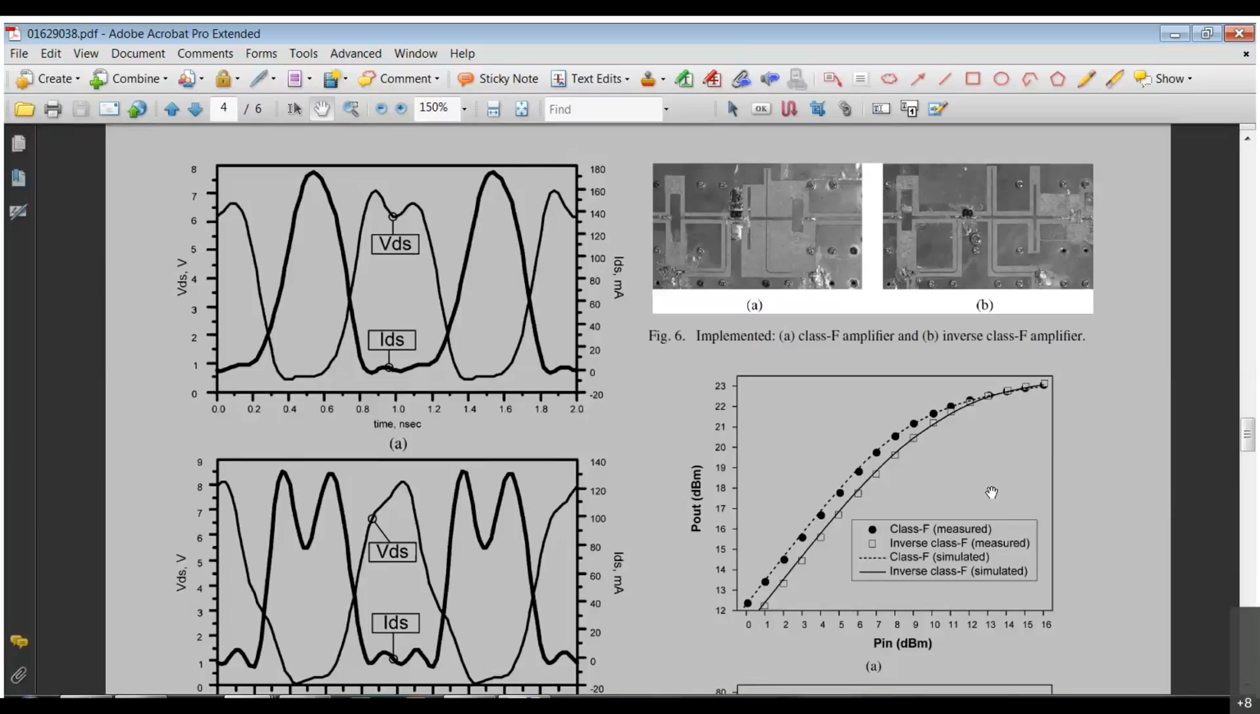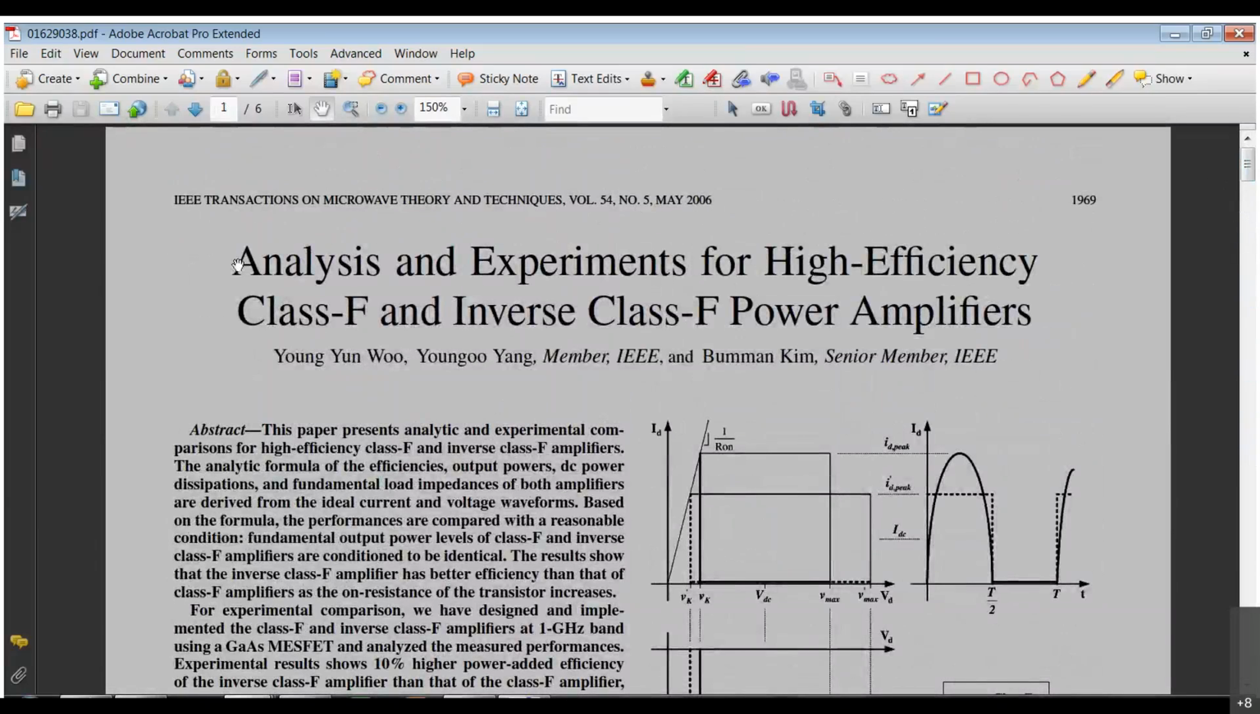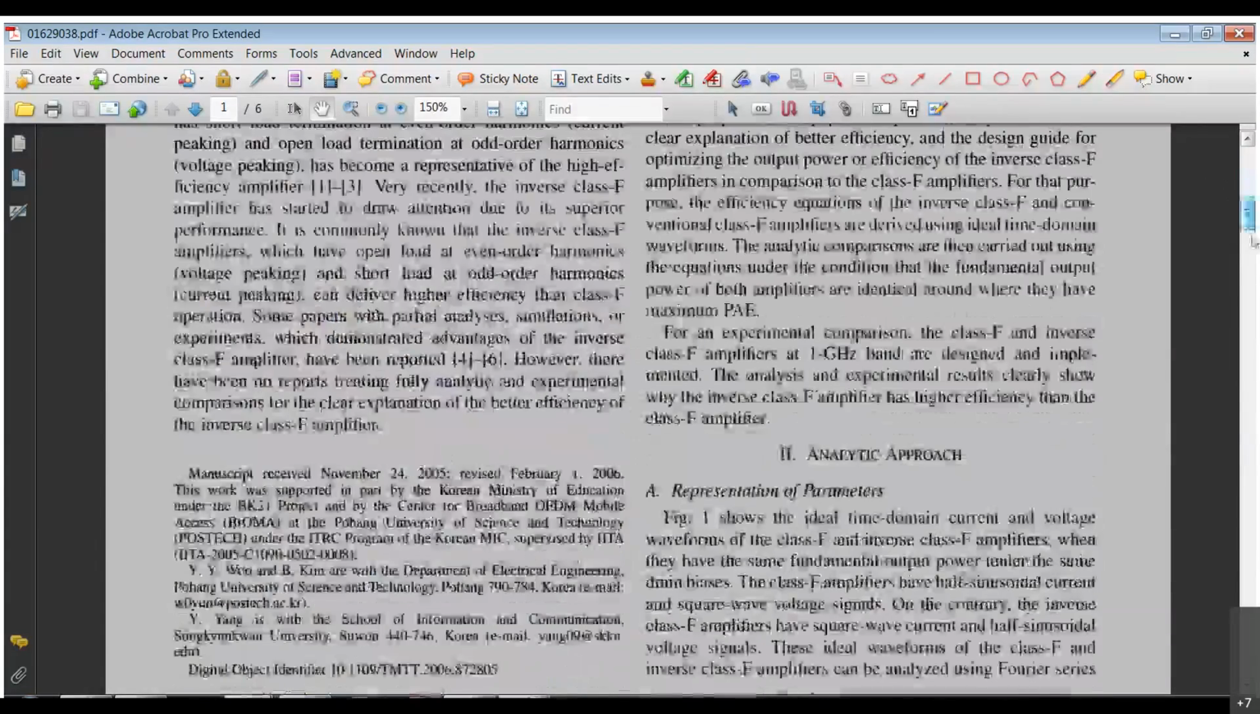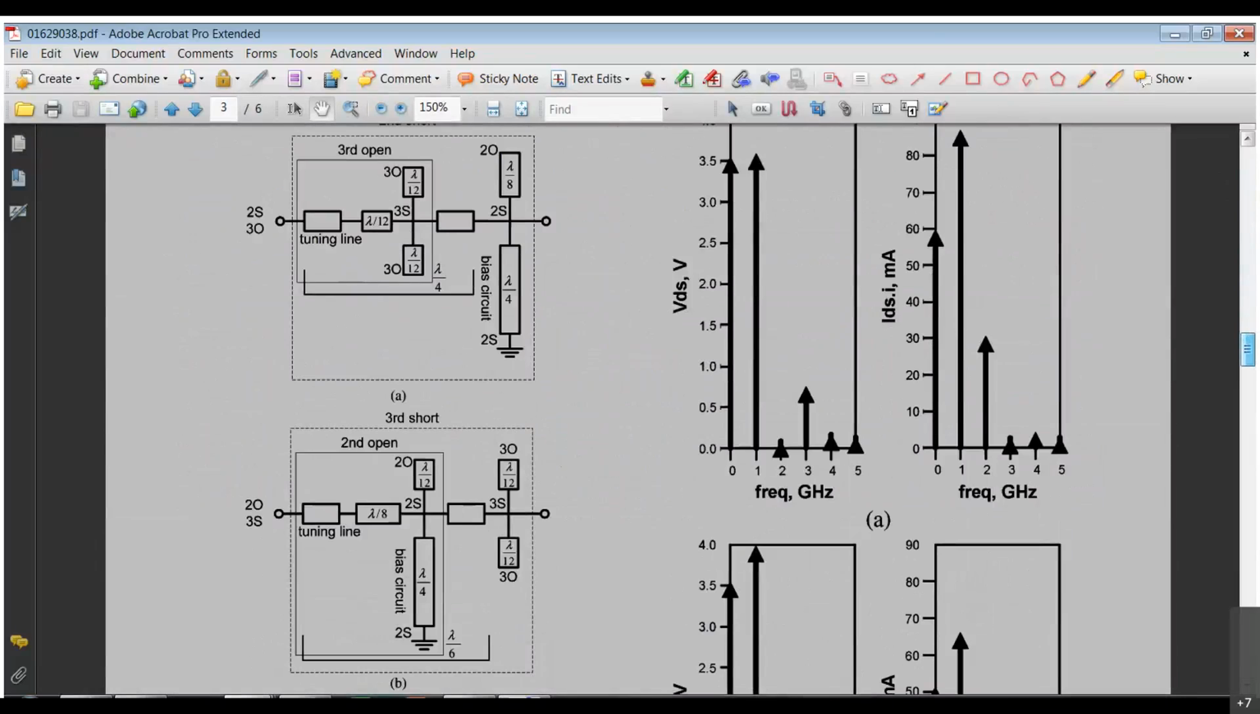Yes, sir. So this is a paper from IEEE Transactions on Microwave Theory and Techniques, Analysis and Experiments for High Efficiency Class F and Inverse Class F amplifiers. So both of these amplifiers we have studied. Now I would like to show the result.